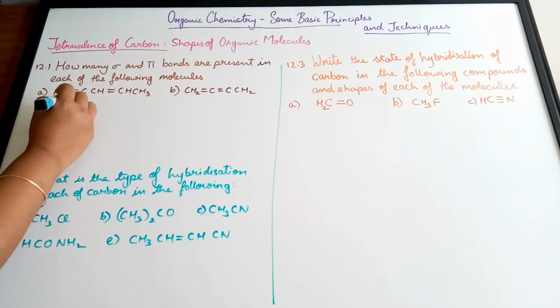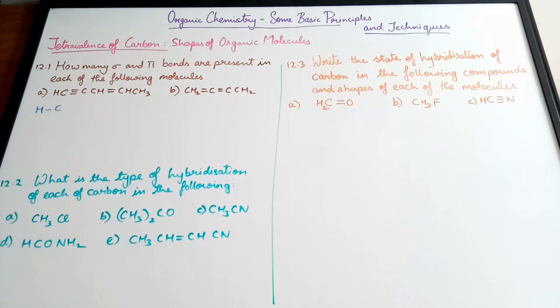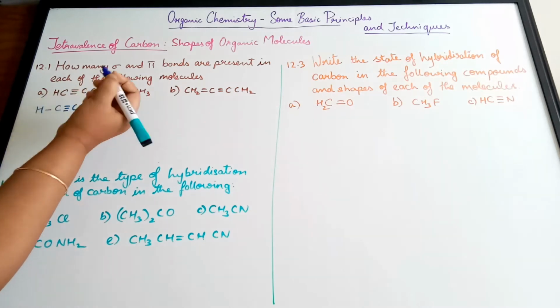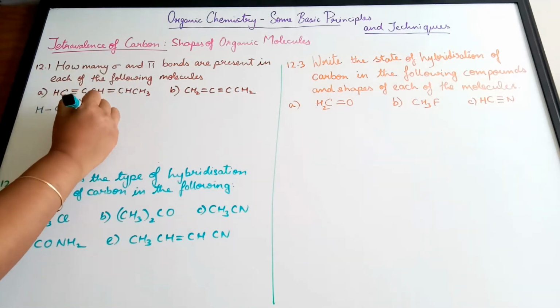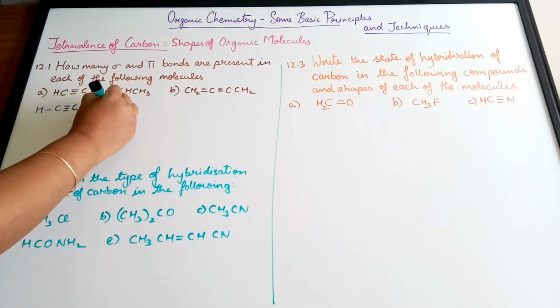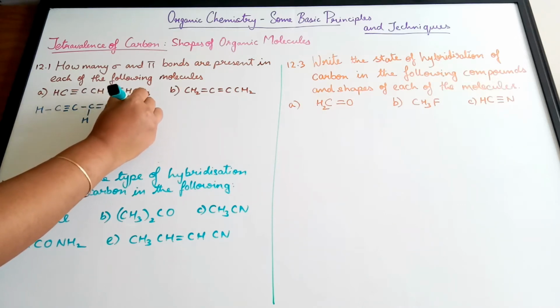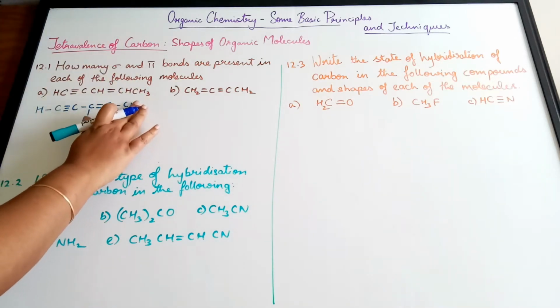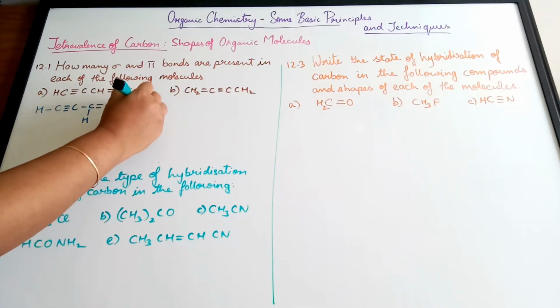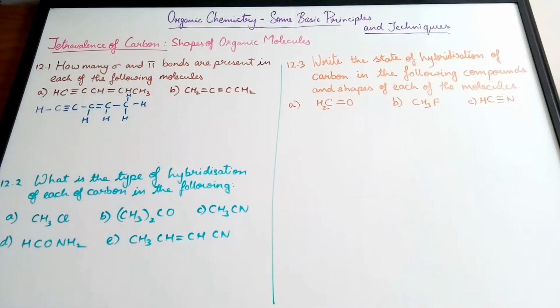the first one is HC, then you have a triple bond between the two carbon atoms. So I'll write the triple bond. Then you have another carbon bound to a hydrogen, which has a double bond with the carbon bound to a hydrogen and a CH3. Okay, so CH3 can be written like this, or if you're more comfortable, just open up the structure. So this way it's easier for you to basically write the number of sigma and pi bonds.